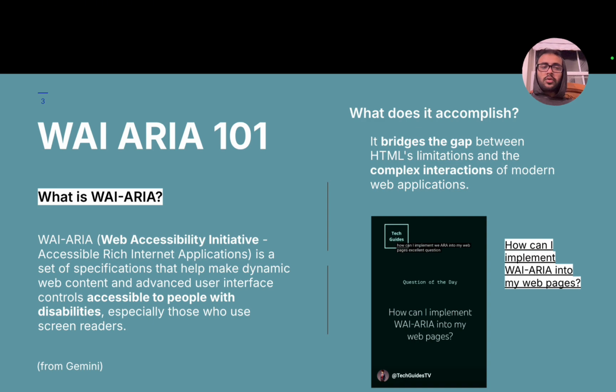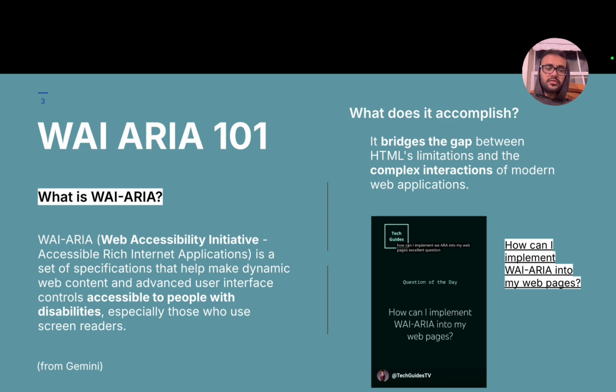All right, so now that you have an idea about what web accessibility entails, let's talk about WAI-ARIA. WAI-ARIA 101, that's sort of what this slide's all about. What is WAI-ARIA? Well, it's an acronym. It stands for Web Accessibility Initiative, Accessible Rich Internet Applications. It's a set of specifications that help make dynamic web content and advanced user interface controls accessible to people with disabilities, especially those who use screen readers.